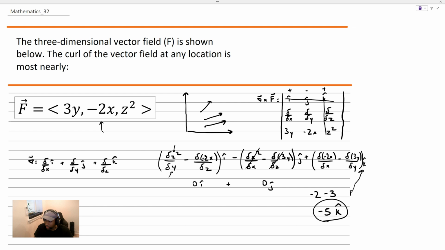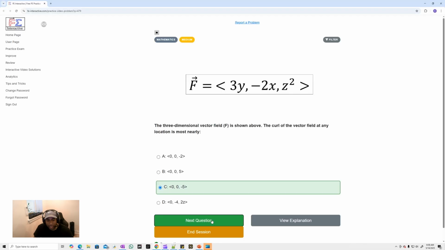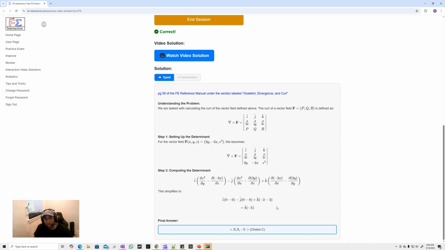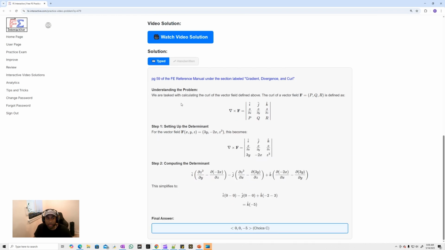Okay, let's go ahead and input the answer here. Negative 5 in the k, we can check it, and we can see a written solution here that has that reference, page 59. All we did was essentially perform the cross product of del and f. We reviewed the idea of a vector field, and after performing that cross product, where we used the del operator as the second row and the components of the vector field f as the third row, we were able to compute the partial derivatives, and we saw that the first two components were essentially zero, and the last component computed to a negative 5 value. The final answer was choice C.